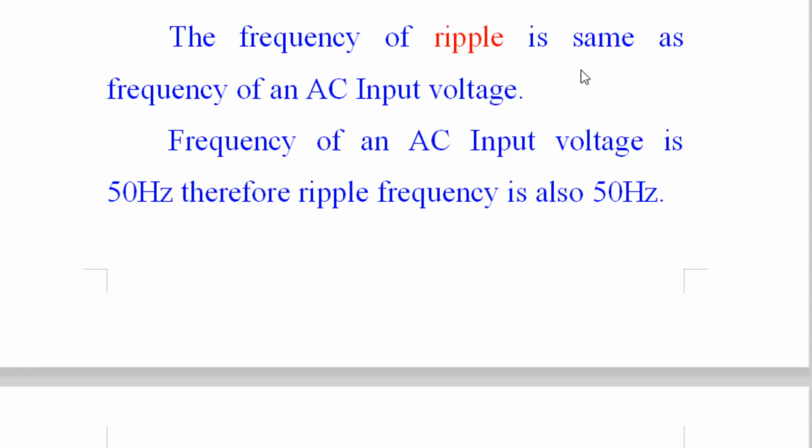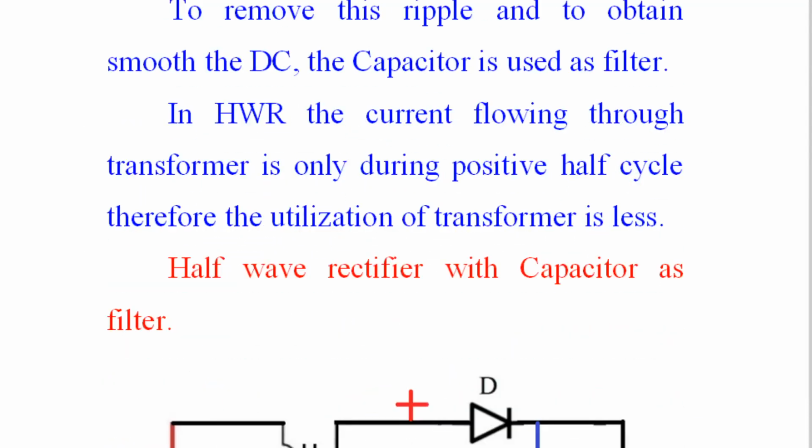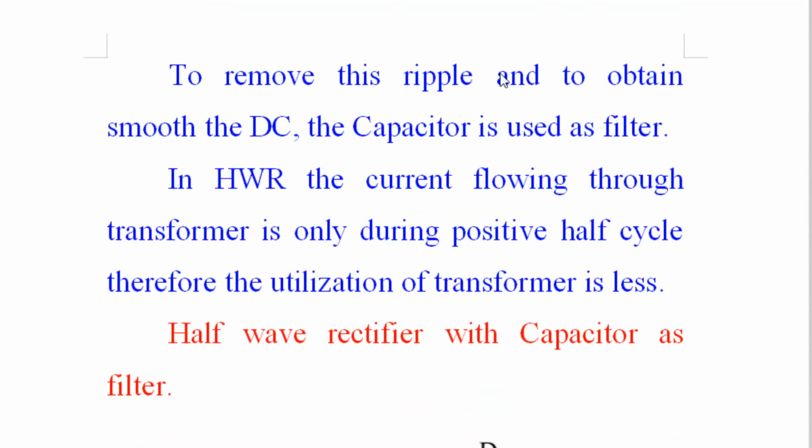The frequency of ripple is the same as the frequency of the AC input signal. The frequency of AC input voltage in India is how much? 50 Hz. Therefore, ripple frequency is also 50 Hz. To remove this ripple and to obtain smooth DC, a capacitor is used as a filter.